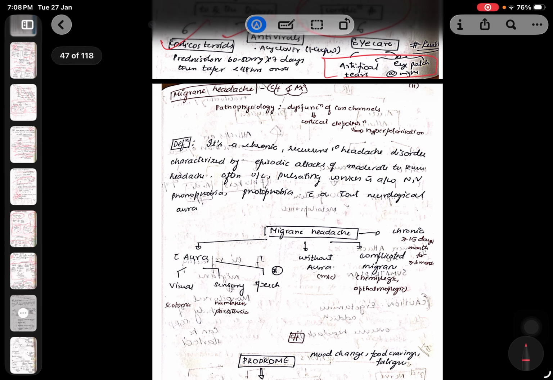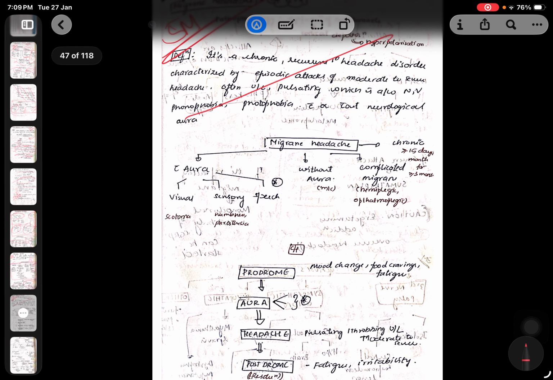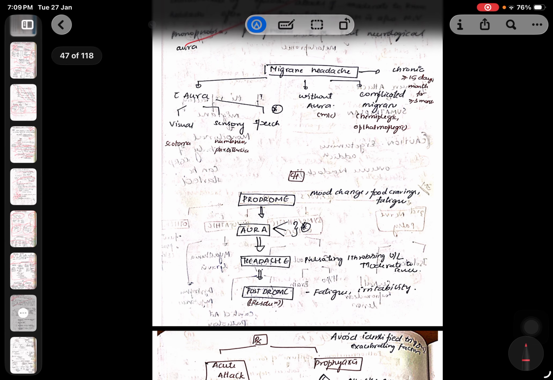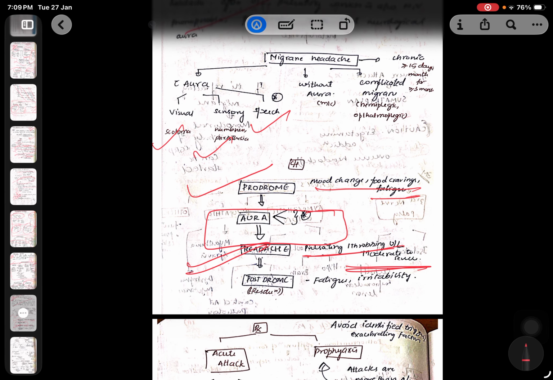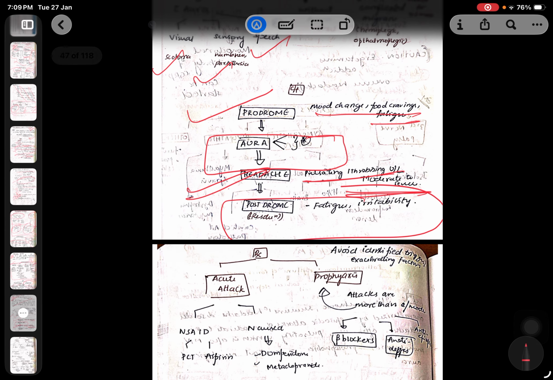Then migraine headache, potential 5 marker, not a 10 marker question as I feel. 5 marker or 3 marker for sure. This is the definition. And what is the natural history of the disease? First, you get the prodrome, that is mood changes, food cravings, or fatigue. Then it might be associated with aura, like visual, sensory, or speech. Then you will definitely have headache. That's the main thing: a pulsating, throbbing, unilateral headache. Then you obviously will have post-dromal fatigue or instability.